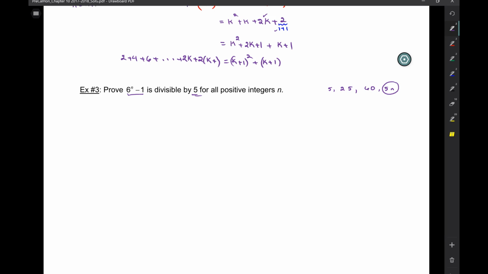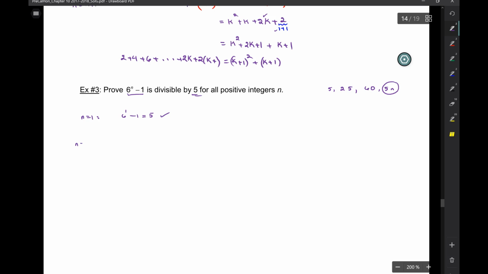All right. And we're going to do it using mathematical induction, the 3 steps. So first, we need the anchor step. For n equals 1, let's see if it works. 6 to the 1 minus 1 equals 5. Is that divisible by 5? Yeah, so that works.